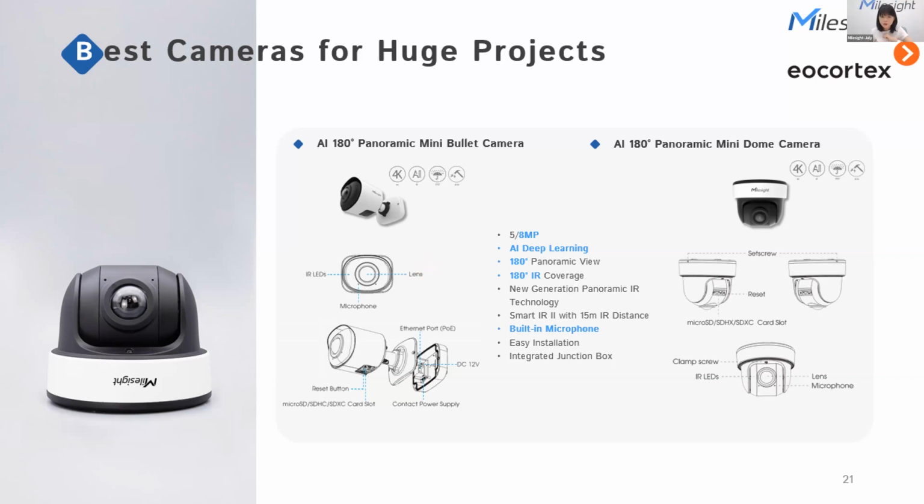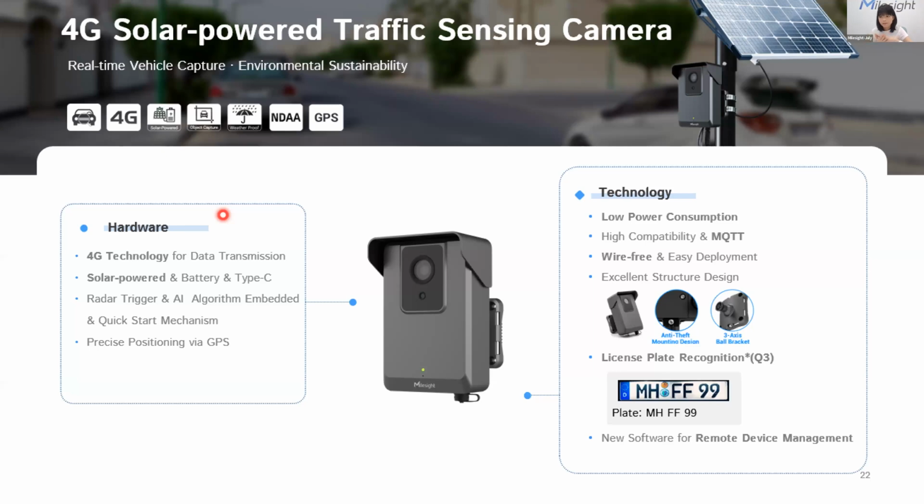And after we have seen some very outstanding network cameras which can be adopted in huge projects, we also want to give you some more detailed information about a new product, our 4G solar-powered traffic sensing camera. Actually, it is the first camera that Milesight has made to dive into the sensing market. And this camera can deliver you a 100% wire-free deployment. Let's see how it works.